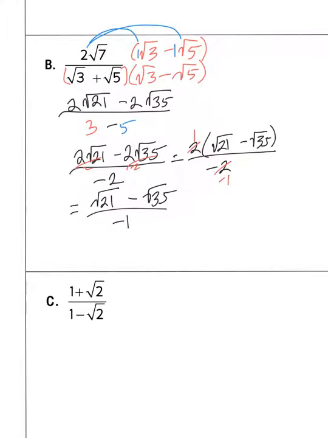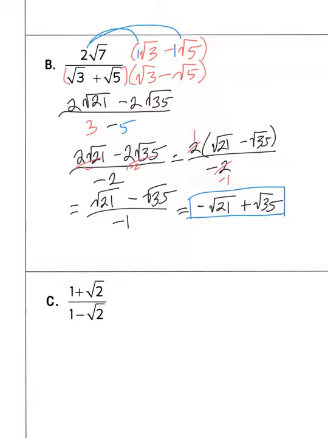Well, we don't write things over 1. So we're going to have to divide each one of these by negative 1. So you get negative square root of 21 and a positive square root of 35. If that bothers you to have the negative square root of 21 first, then you can put the positive square root of 35 first. It doesn't matter which. But there's your answer to B.